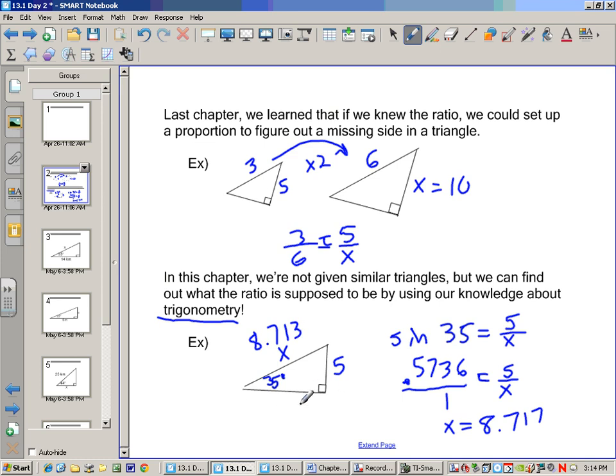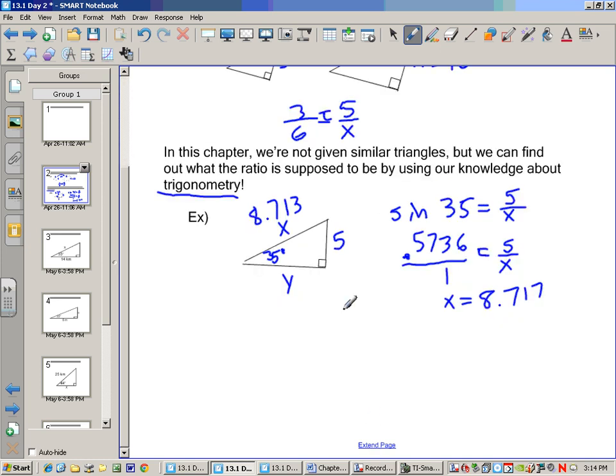Now if I wanted to find this side, let's call that y. Well, I know my opposite side is 5, my adjacent side is y, which is what I want to find out. So opposite over adjacent is tangent. So I'm going to change color here to red. I'm going to say the tangent of 35 degrees is going to be my opposite, which is 5, over my adjacent, which is y.